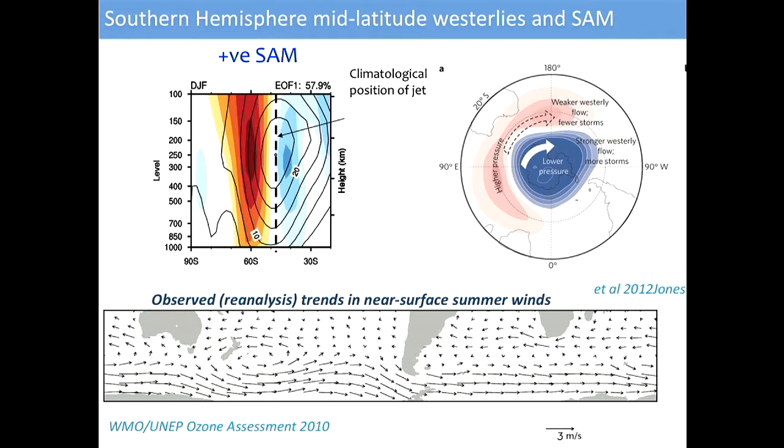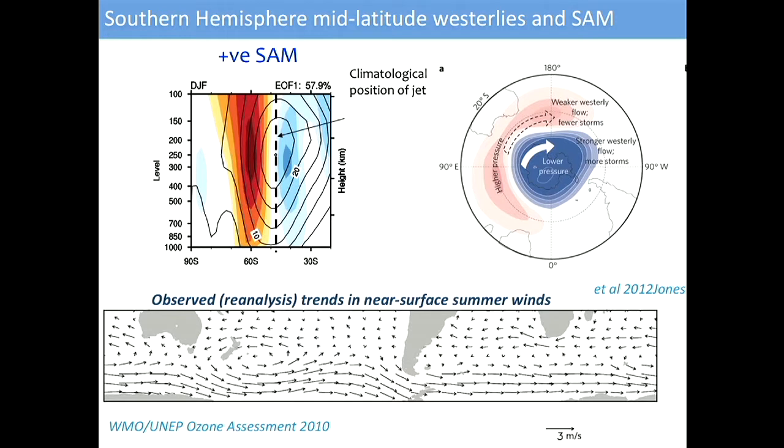And this is a zonal latitude-height depiction. So the black contours here are the climatological position of the jet. You can see we have these westerly winds, the jet stream centered around, say, 50 south, and they're strongest in the upper troposphere.